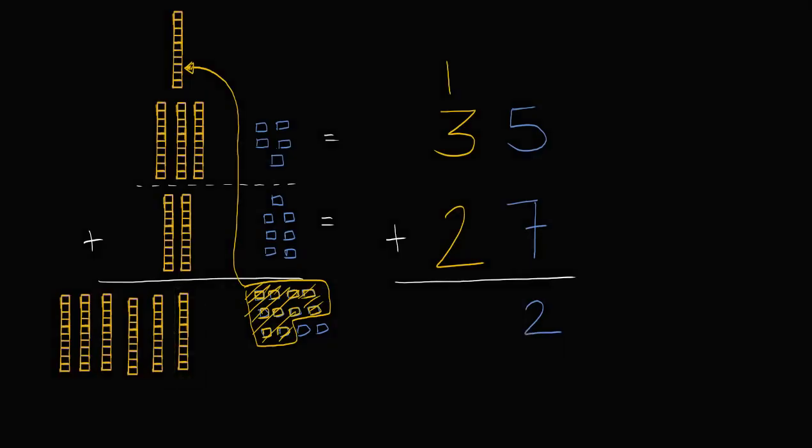And so what does that leave us with? 1 plus 3 plus 2 tens is going to be 6 tens. 35 plus 27 is 62. 35 plus 27 is 6 tens and 2 ones, 62.